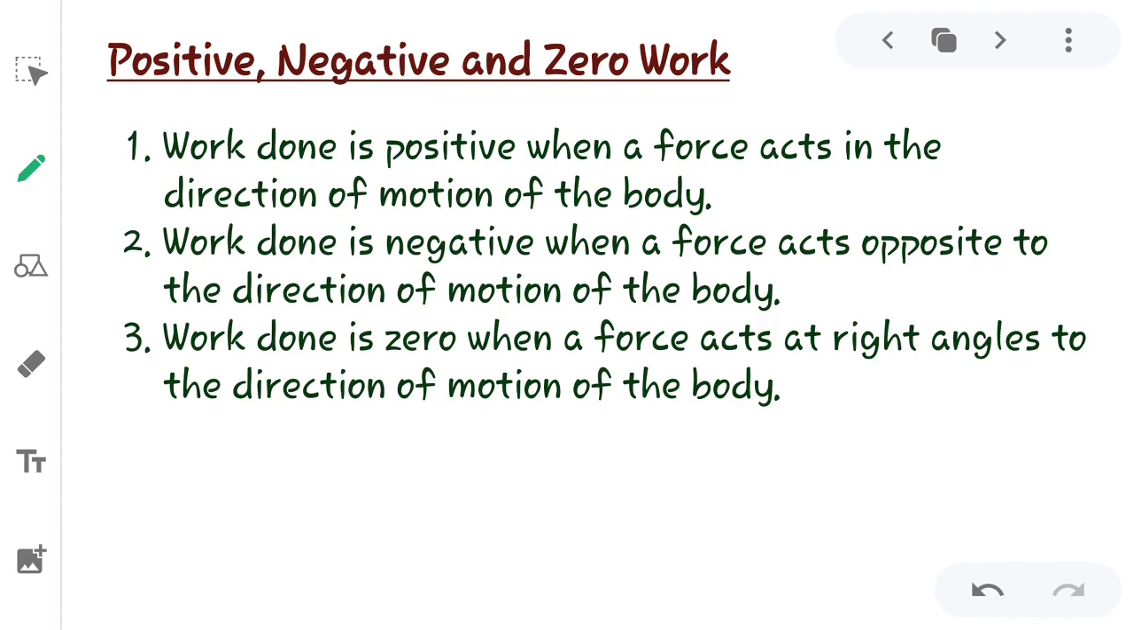The work done is negative when a force acts opposite to the direction of the motion of the body. Whenever the direction of motion of the body is opposite to the applied force, in those cases the work done will become negative. And the work done will be 0 when the force acts at a right angle to the direction of motion of the body.